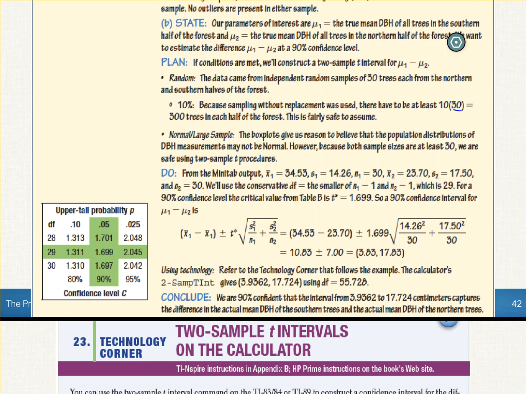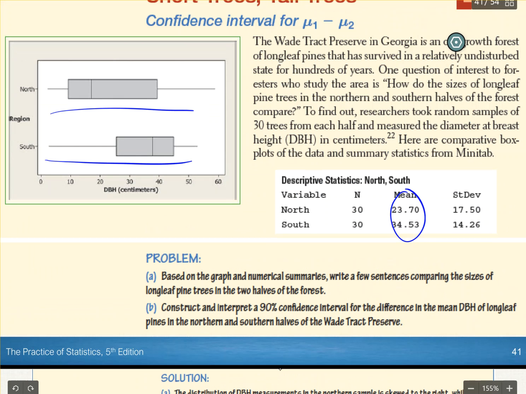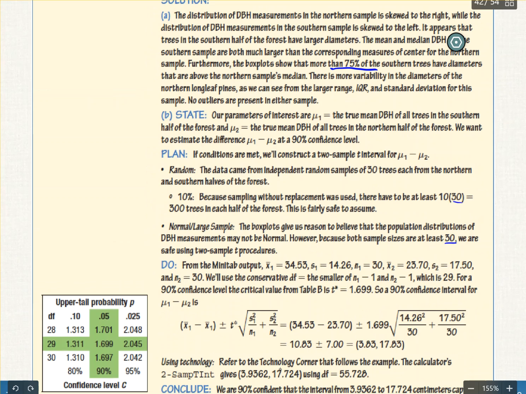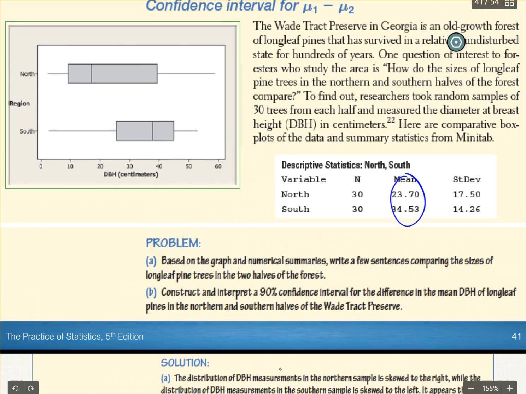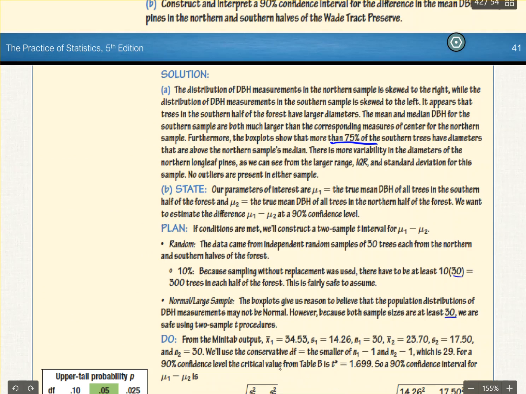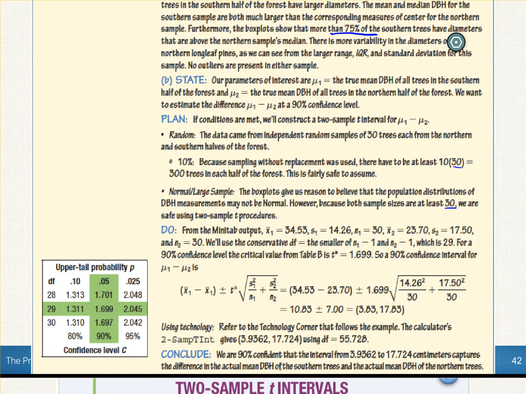Normal large sample: looking at the box plots, I would say these are strong evidence that it's not normal, so we can't use that. However, we have at least 30 in each sample, so we're still okay. Remember, the conditions are either both of them are normal, and then we don't care how many there are, or if they're not normal, then if we have at least 30 in each sample, we can say it's approximately normal.